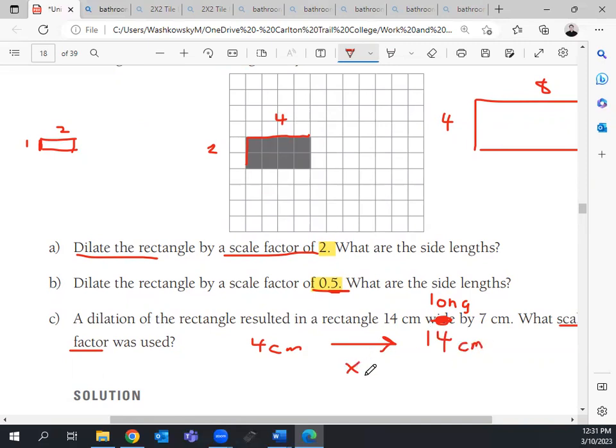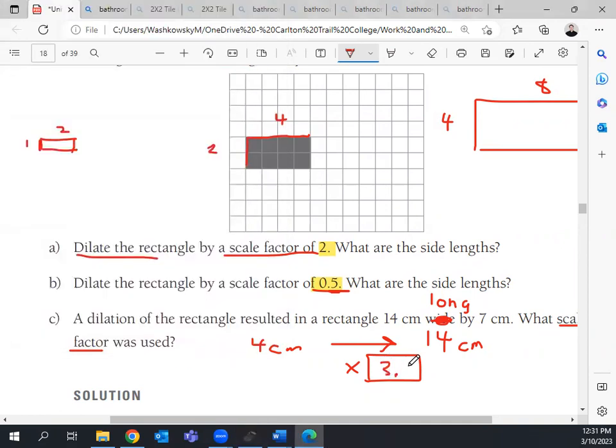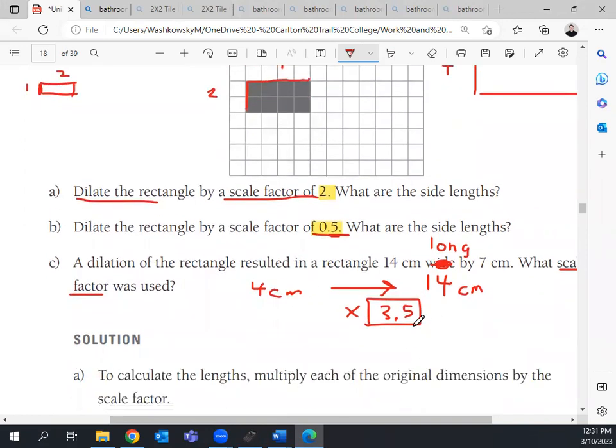So that means it got times by some number to get there. That's what the scale factor is, right? It's what you times it by. So sometimes it's obvious, sometimes it's not so obvious. If this is really hard numbers, maybe there's a decimal in there, you wouldn't know. How could you find that? Well, just figure out how many times 4 goes into 14, right? 14 divided by 4? 3.5. So I know that this is 3.5 here. So the scale factor in this case is 3.5.